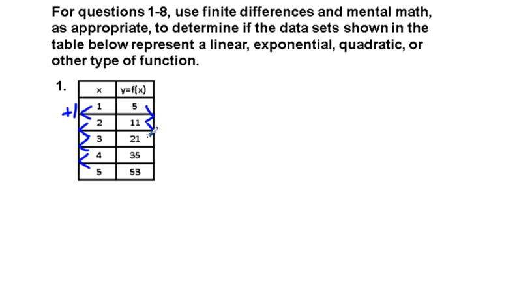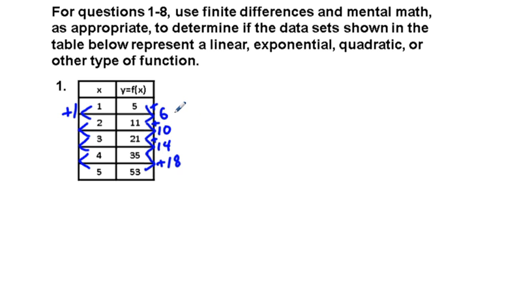Now, what we're going to do is calculate what we call first differences. So we take 11 minus 5, it's going to be 6. 21 minus 11 is 10. 35 minus 21 is 14. And then finally, 53 minus 35 is 18. So we're going up plus 6, plus 10, plus 14, and plus 18.